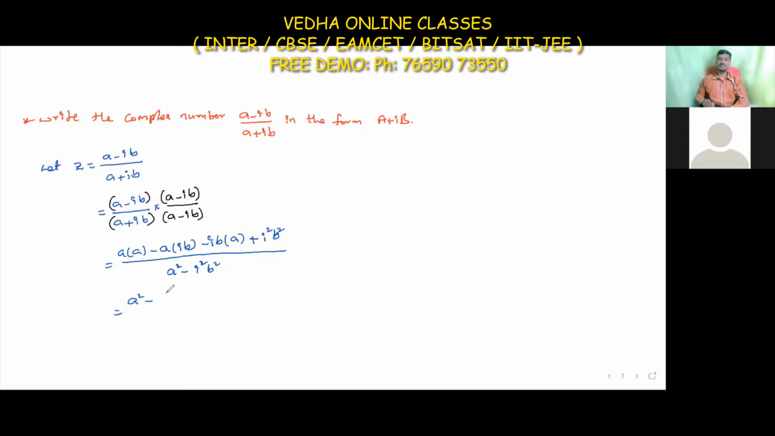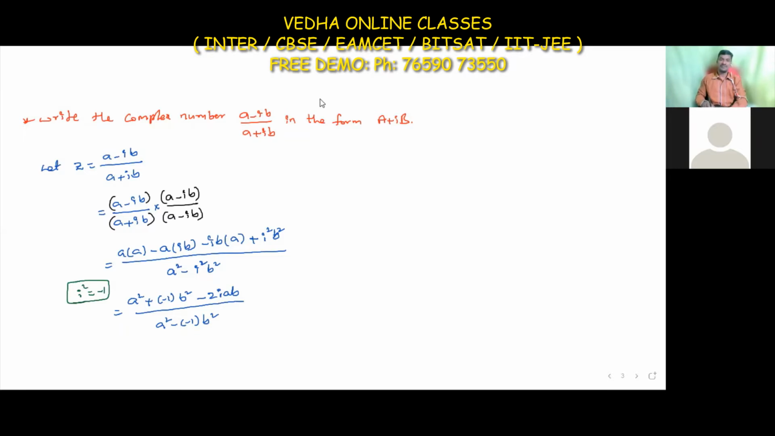Next, i square value is minus 1. I am writing in the front side minus 1 into b square, minus 2iab, whole divided by a square minus (i square value minus 1) plus b square. Here what formula did we use? We used the formula i square is equal to minus 1.